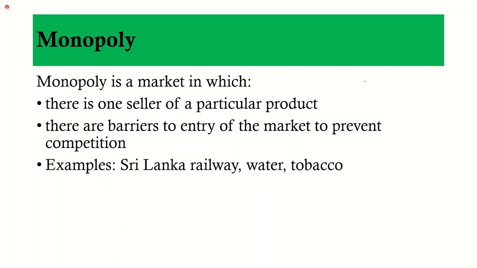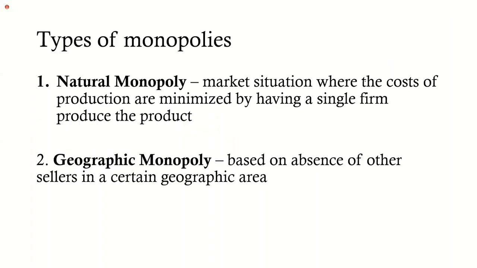So monopoly is a market in which there is one seller for a particular product, with barriers to entry to the market. There are different reasons as to why there is a monopoly. For example, Sri Lanka Railway, water, tobacco. There's only one firm, isn't it? So let's see why. There are different reasons.